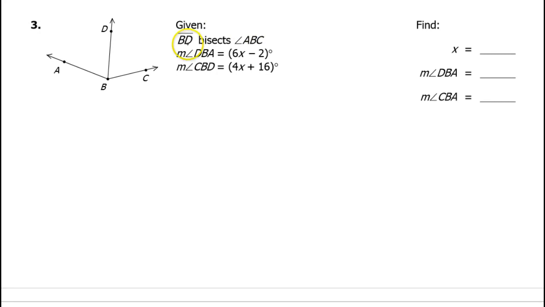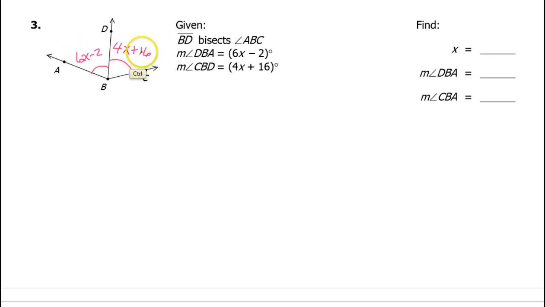Okay, what do we have here? Segment BD bisects angle ABC. So this is a bisector, which tells me that these two halves are equal halves. So DBA is 6x minus 2. So this half is 6x minus 2. CBD is the other half, and we're told that that is 4x plus 16.